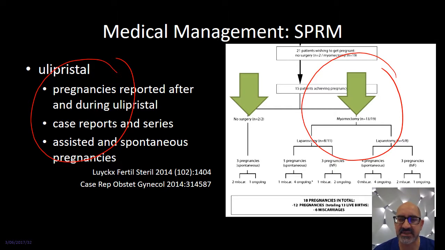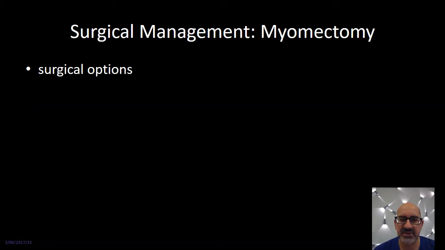The other pregnancies that have occurred have unfortunately occurred with the use of myomectomies, and allowing for the current climate, most of these have occurred through an open myomectomy. Out of the 18 pregnancies in total, there were 13 live births and 6 of them resulting in miscarriages.